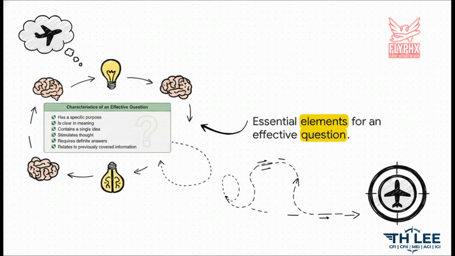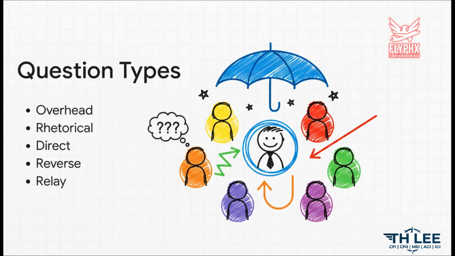Let's break down the anatomy of a perfect question. It must have a specific purpose and be completely clear in meaning. It absolutely must contain only a single idea, otherwise you're just going to confuse the student. It should stimulate critical thought, require a definite answer, and relate directly back to information you've previously covered. You are essentially opening up an area for discussion and then using clever follow-up questions to steer the student right toward your learning goal.